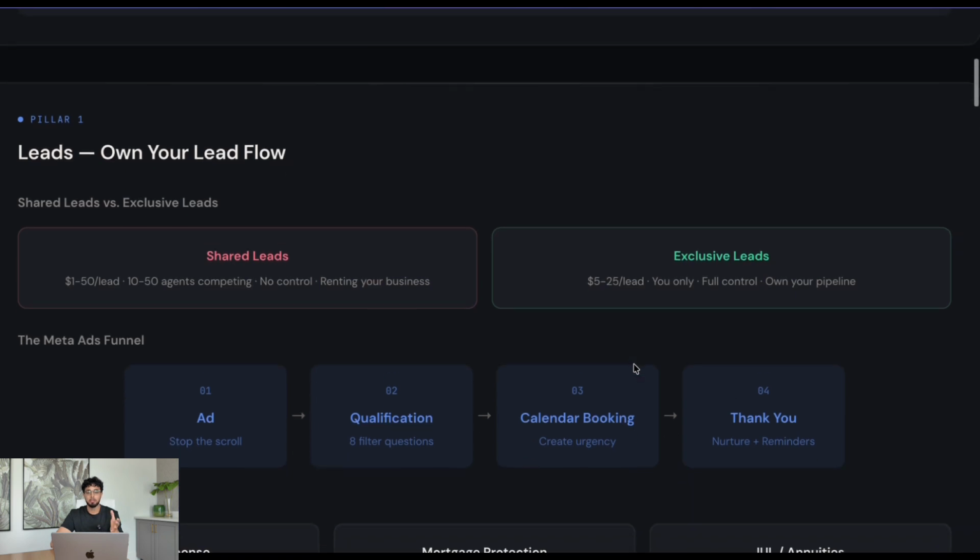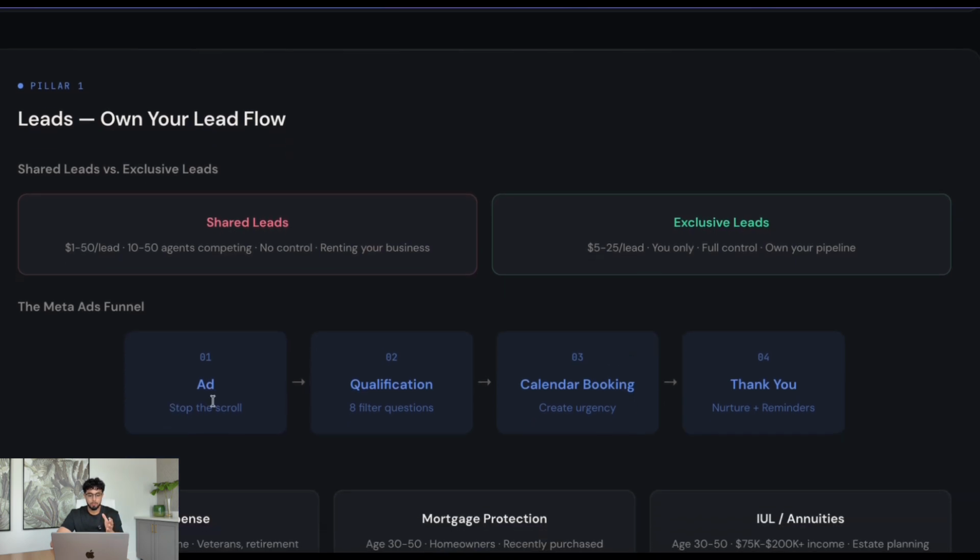And how do you get exclusive leads? You generate them with Meta ads. First, you need an ad that stops the scroll. Why should people come to you? Why should people opt in to get final expense, term, whole life, IUL, annuities? Why should somebody opt in, leave their information, and actually take the time to speak with you? You need to make sure the ad is compelling and actually converts.